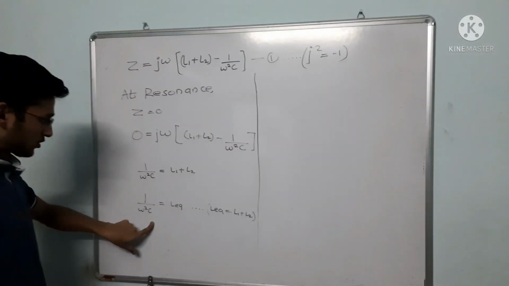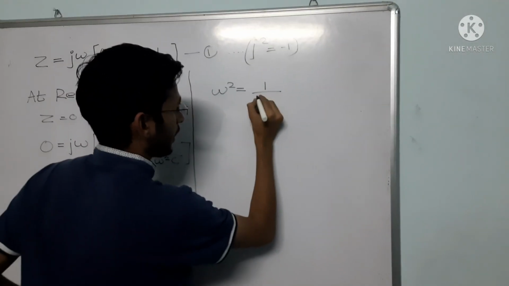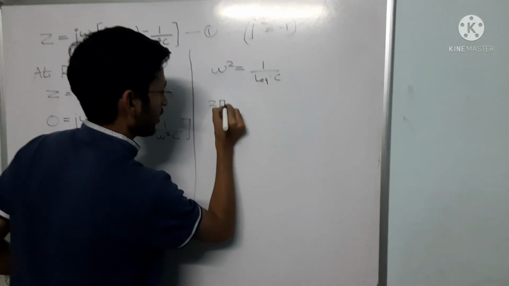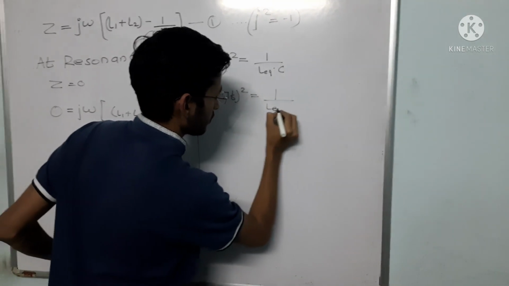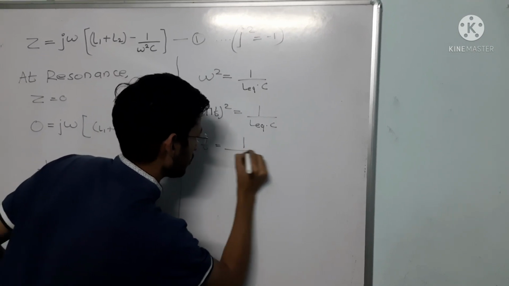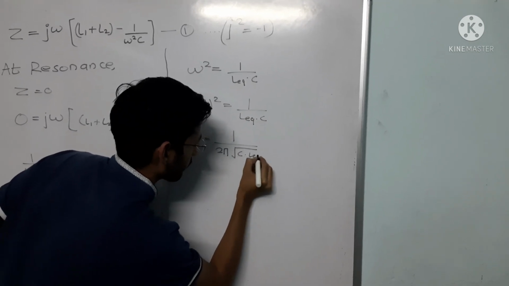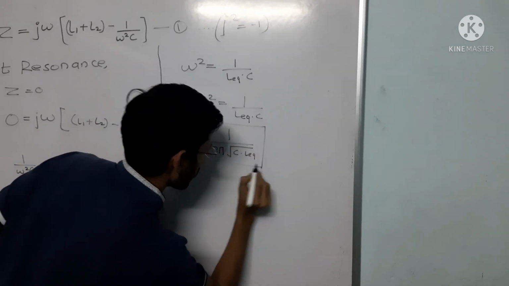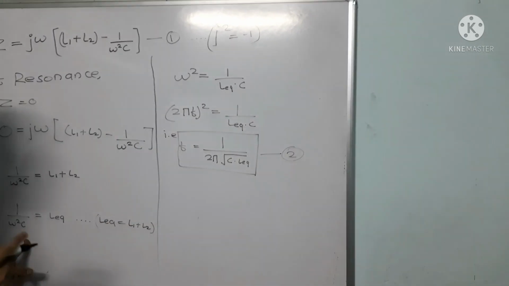So from the further part of this equation, we can get that omega square is equal to 1 upon L equivalent into C. We all know that omega is equal to 2 pi f. So by using the value of omega in this equation, we get that f is equal to 1 upon 2 pi under root C dot L equivalent. So this is the final equation of our Hartley oscillator, and let us mark it as equation number 2.